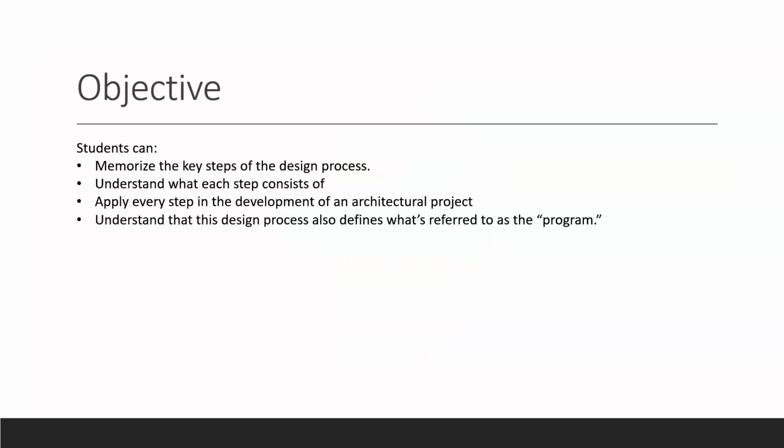Now, your objective in this slide probably should have been before the previous slide, but your objectives here for this presentation are to memorize the key steps of the design process, understand what each step consists of, apply every step in the development of an architectural project, and understand that this design process also defines what's referred to as the program. You'll hear a lot of people in the architectural design industry talking about the program. What is the program? Well, the program is basically the design process.